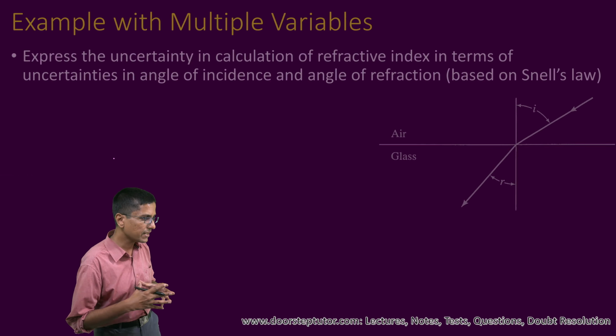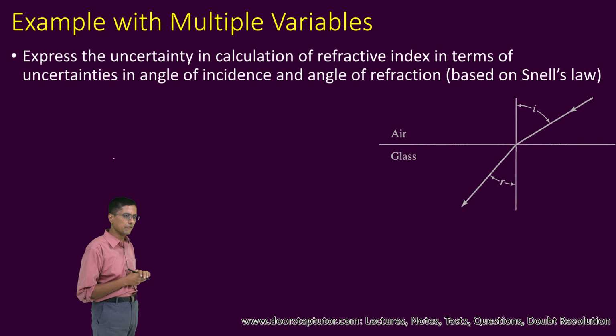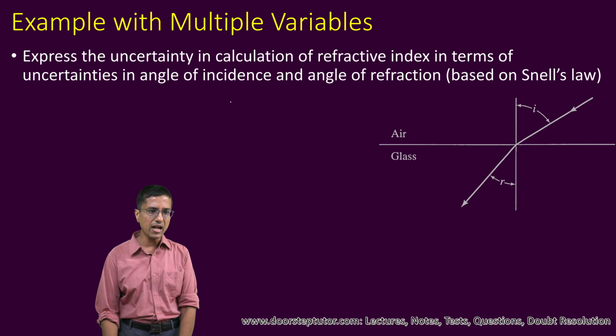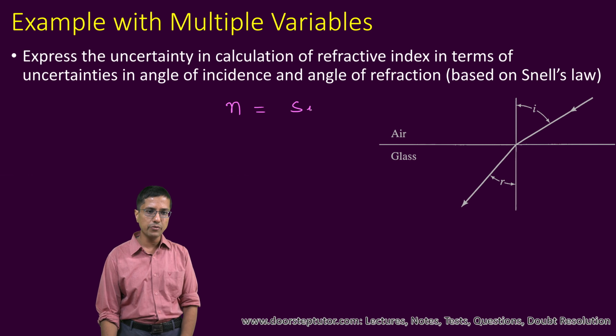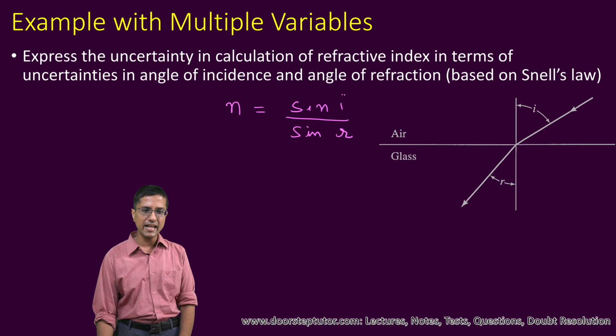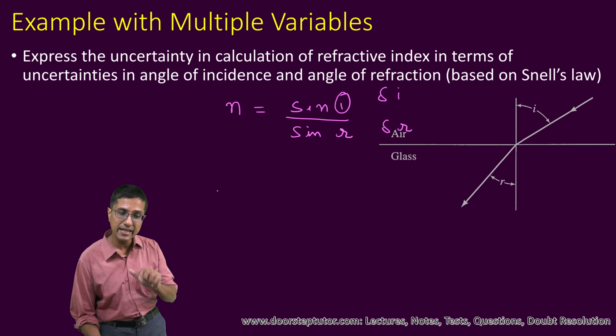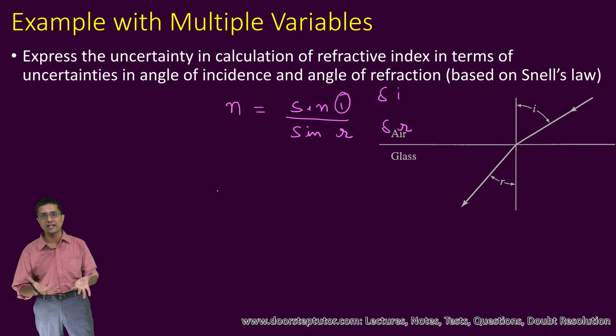So here, as an exercise, we have asked you to compute the value of refractive index in terms of the sine of the two angles. So that is roughly the application of Snell's law. So n is sine i by sine r. Let's say that I have an error in i which is given by delta i, and I have an error in r which is given by delta r. You have to compute delta n in terms of delta i and delta r. So this is an exercise.